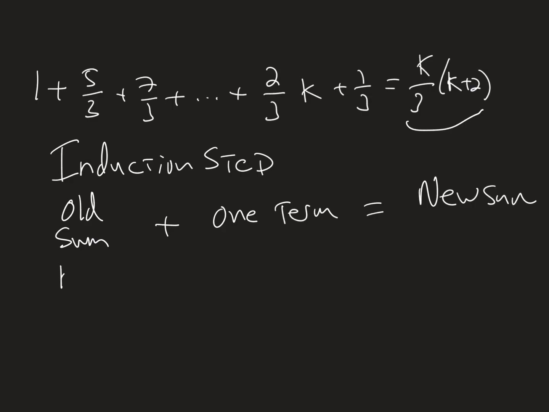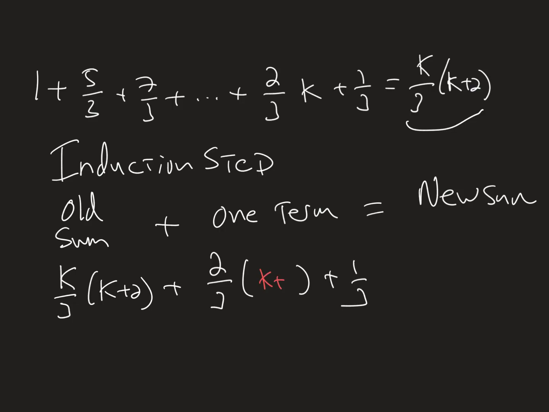So the old sum we know is k over 3 times k plus 2. And now we'll do one more term. The way we add one more term is we're going to take the k in our formula and replace that with k plus 1. And we'll do that on both sides. So I'm going to leave a space, write that over 3, leave a space and write in the 2. And every place I had a space or a k, I'm going to write in k plus 1. So that's my setup for my induction step.